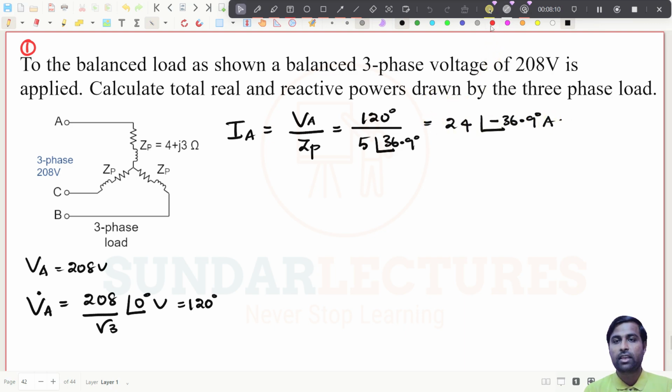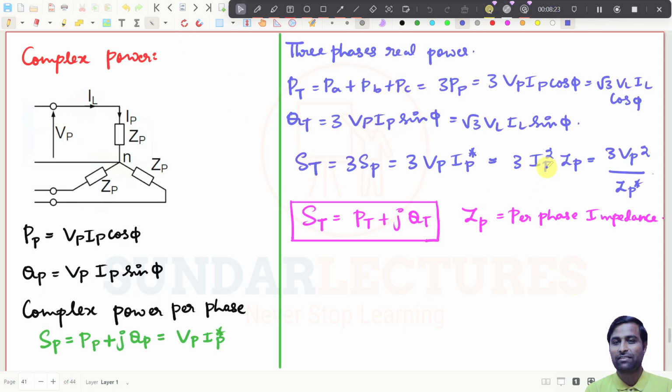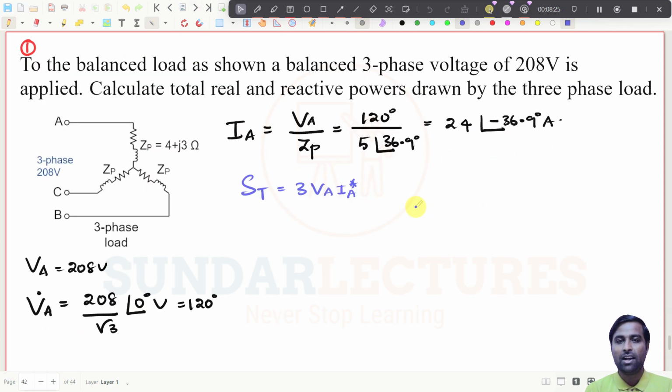Now you see what is the ST value. It is very simple though. ST can be written as 3 into VA and IA star, right? That is what we have derived here. So if you further simplify this, what you will get? It is 3 into 120. You have to go for amplitude value. 120 into 24, at an angle of minus 36.9, means it is plus 36.9 degree.